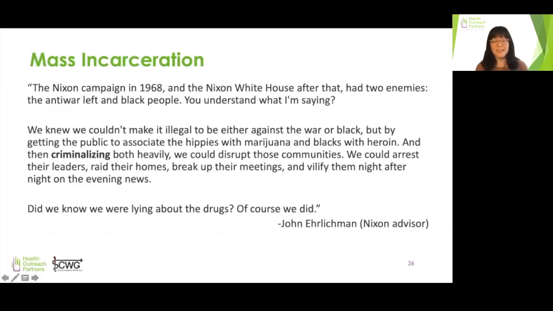So, like I said, when we see this increase in incarceration rates, it wasn't an accident. To really understand structural racism at play within our criminal justice system, I want to share this quote from John Ehrlichman, who was a Nixon advisor. It reads: the Nixon campaign in 1968 and the Nixon White House after that had 2 enemies, the anti-war left and Black people.